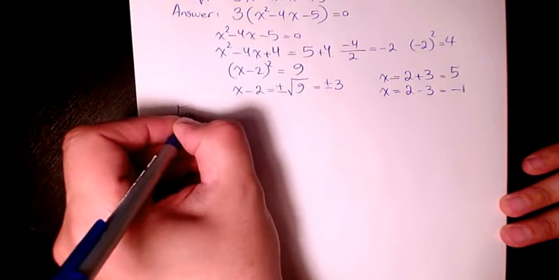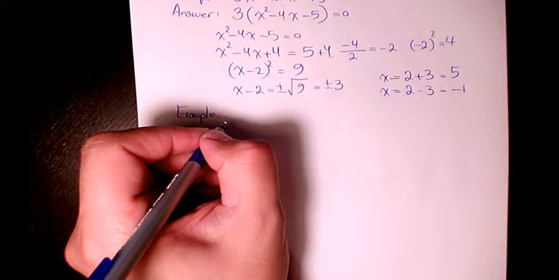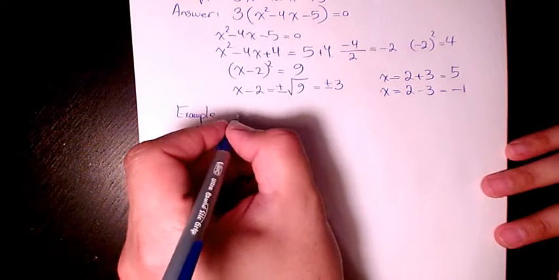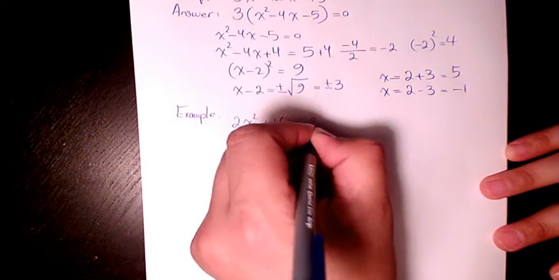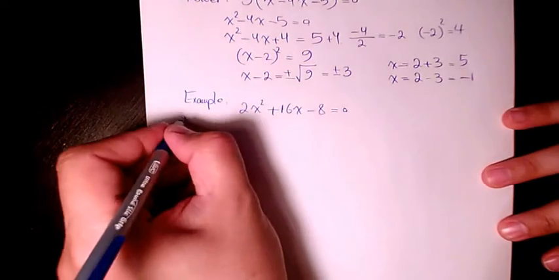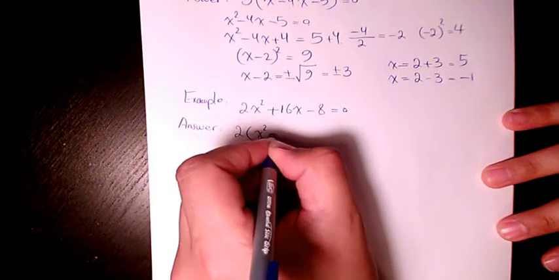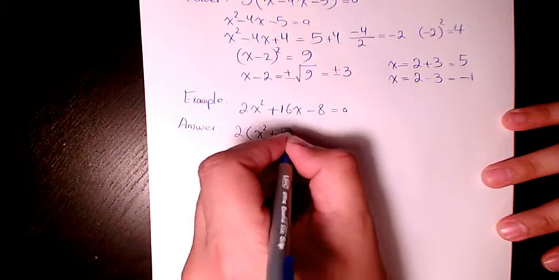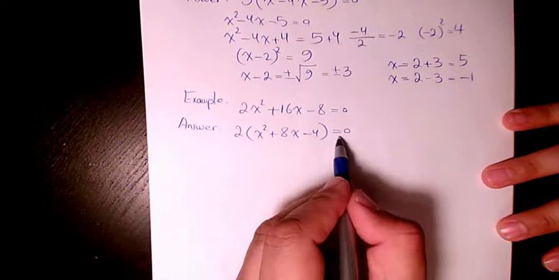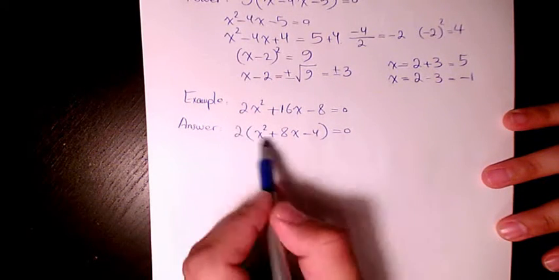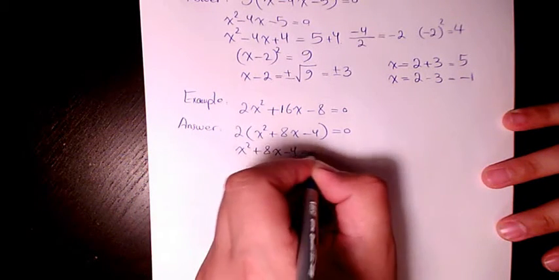Next example. 2x squared plus 16x minus 8 equals 0. Again, since all terms are multiples of 2, I can factor 2 out here. 16 divided by 2 is 8. Negative 8 divided by 2 is negative 4. So since the whole term is equal to 0, this 2 cannot be 0, so this part must be 0. So x squared plus 8x minus 4 equals 0.